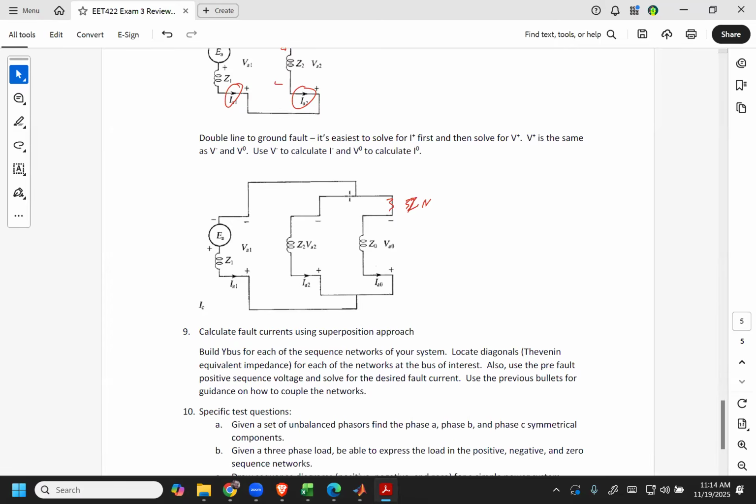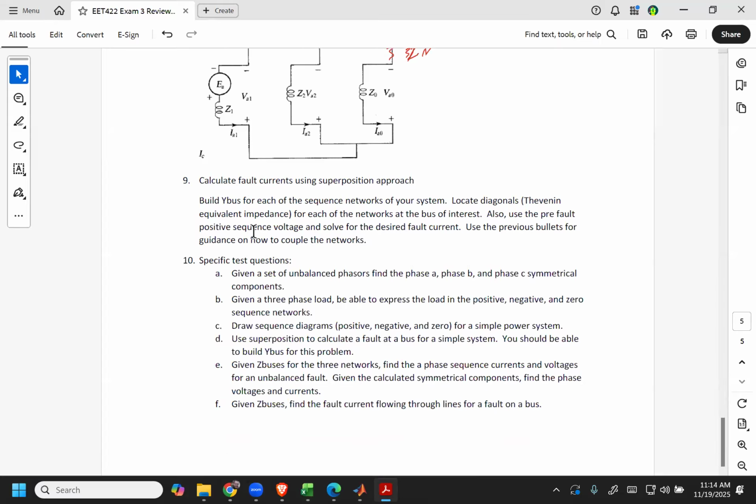And then the last thing is, if you have a single line to ground fault, you're just going to use superposition. So you're going to do it exactly the same way, but now you have to do it for each of the phase components, the symmetrical components, I should say. So you're going to have the negative, the positive, and the zero sequence. You're going to go ahead and calculate all those, and then you'll calculate the updated voltages, and then you can calculate the unbalanced current flowing to the fault.